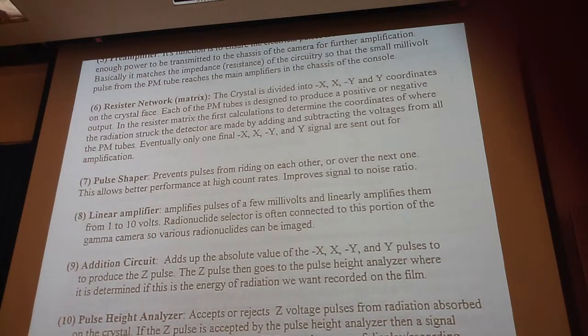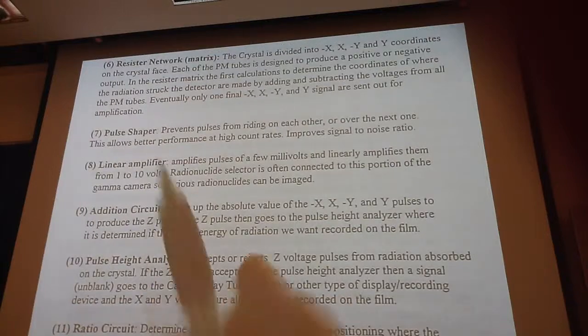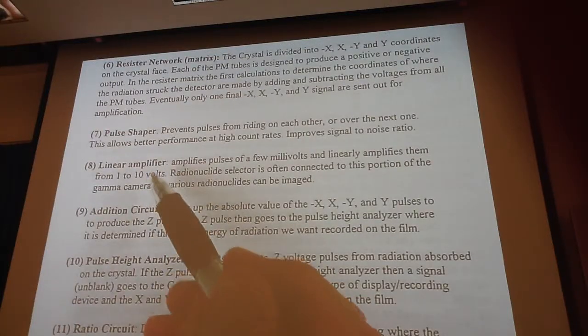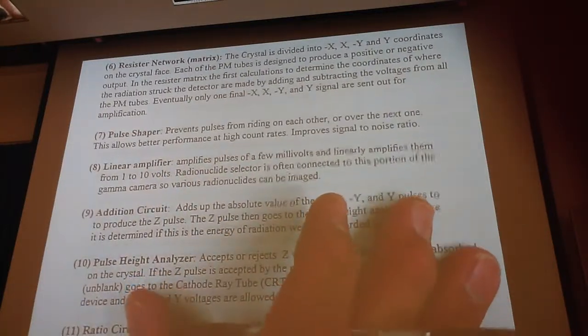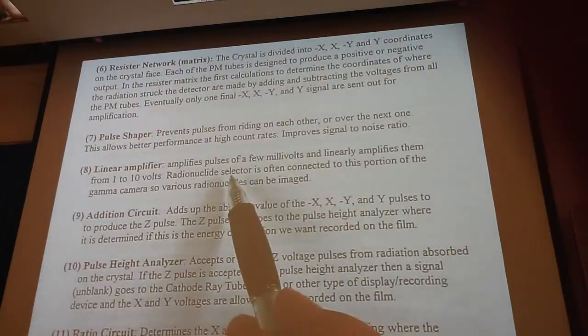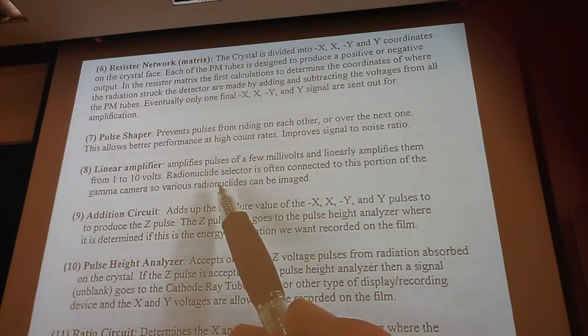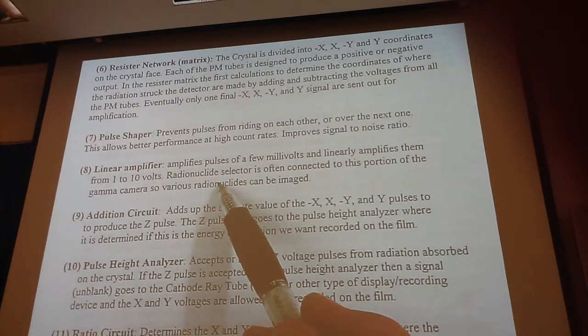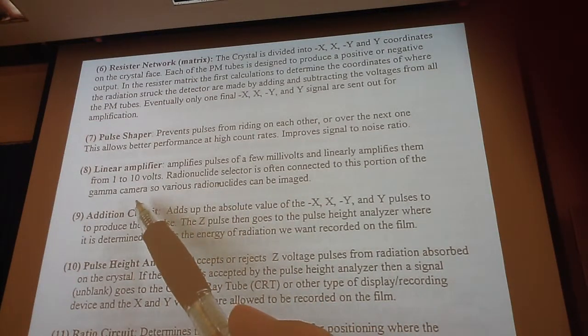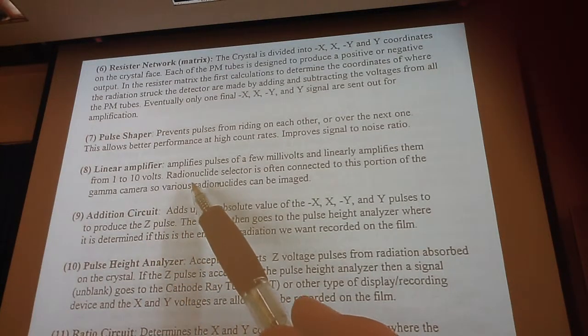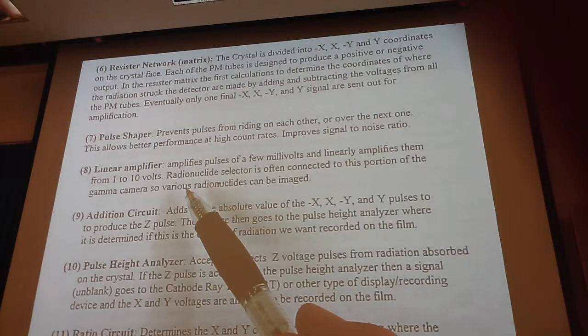Okay. And then the linear amplifier, remember the linear amplifier is often the device. There are 2 ways that they allow your gamma camera to identify radionuclides: I can either change the voltage in the linear amplifier, or I can change the voltage in the photomultiplier tubes. Okay, remember I told you that the photomultiplier tubes have 100 volts potential difference?